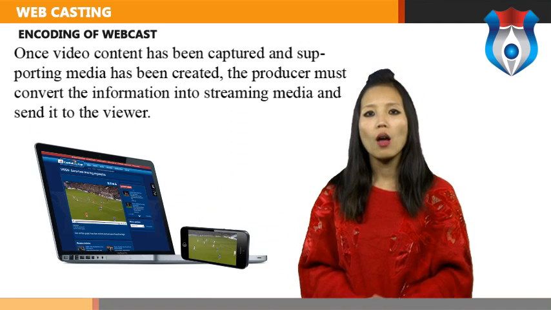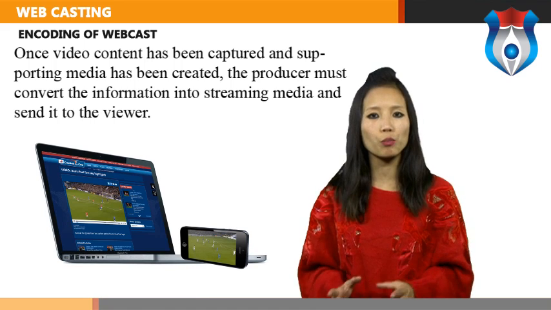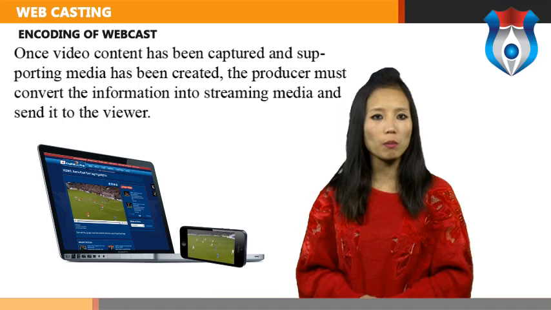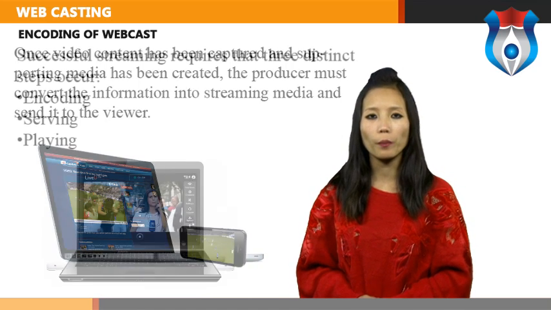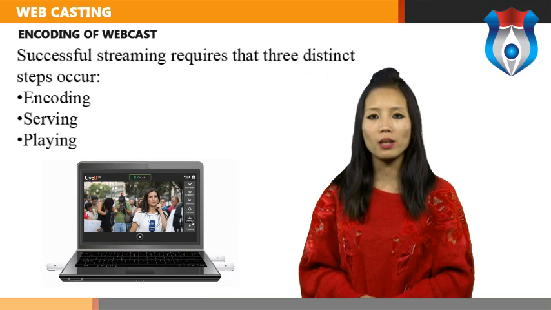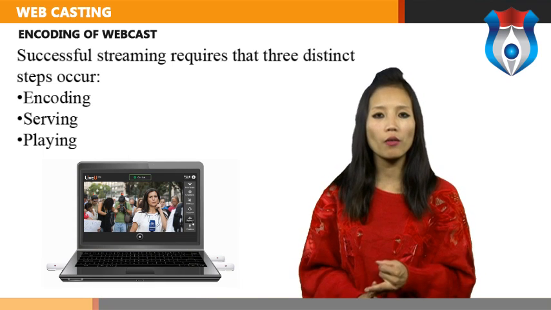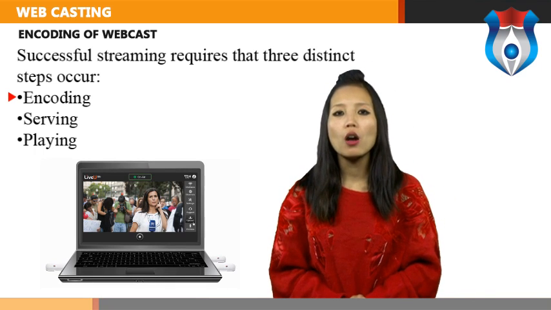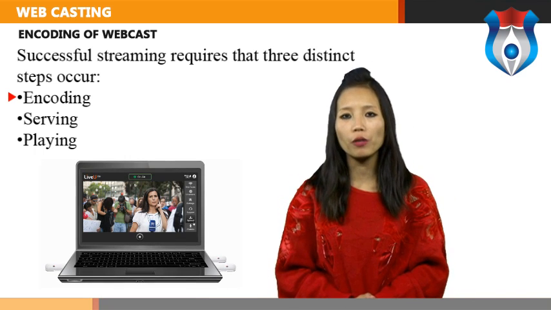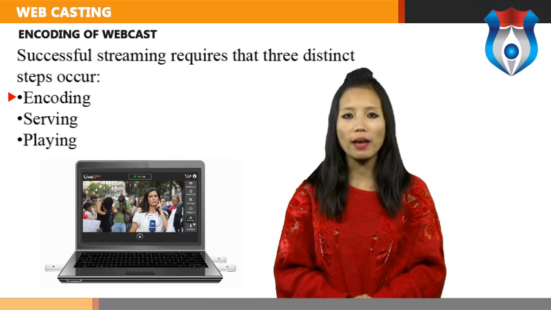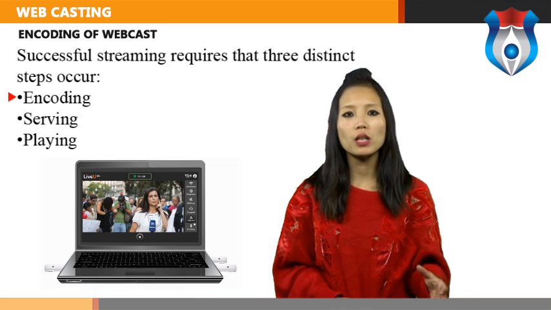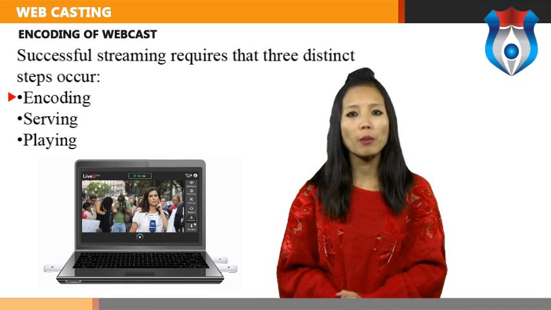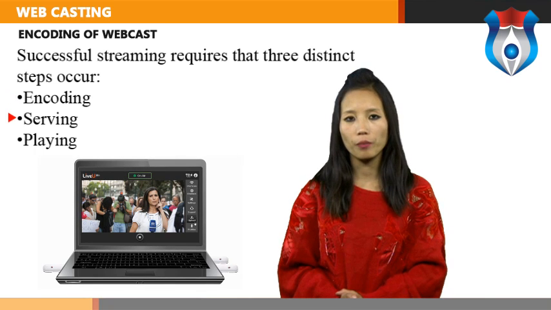Encoding of webcasts. Once video content has been captured and supporting media has been created, the producer must convert the information into streaming media and send it to the viewer. Successful streaming requires that three distinct steps occur: encoding, serving, playing. Number 1, encoding. The encoding process uses codecs to convert a video from a live feed or tape into small digitized packets. Encoding optimizes the material for delivery based on its content, the expected available bandwidth of the network, and the capabilities of the viewer's equipment.